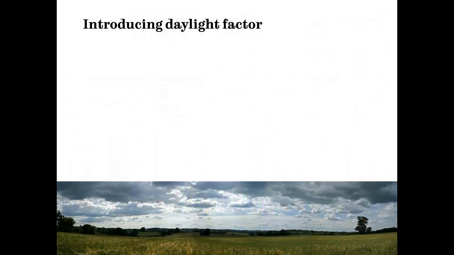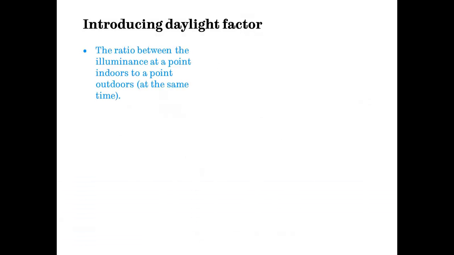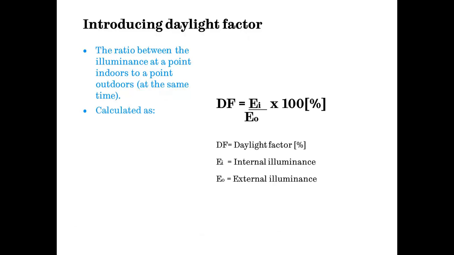So, okay, moving on now to daylight factor. Daylight factor is the ratio between the illuminance at a point indoors to a point outdoors at the same time. Don't worry too much about the formula, it's very simple. Daylight factor is the internal illuminance divided by the external illuminance.